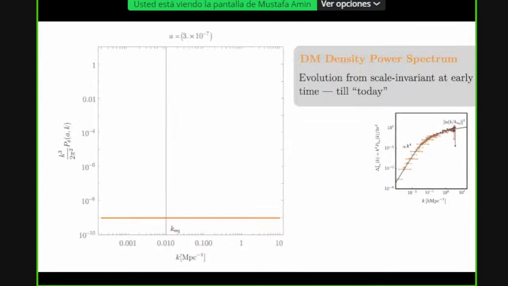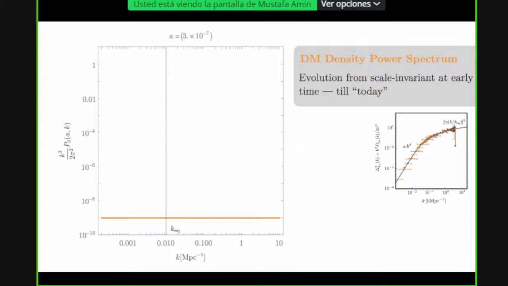Let me now give you a graphical way of understanding this power spectrum. This axis is still wave number, and this axis is the amplitude of the power spectrum. When I run this movie, I'm going to show you the time evolution of this power spectrum from initial times until today. I had just shown you the shape today, even though I could have done the solution for all times.